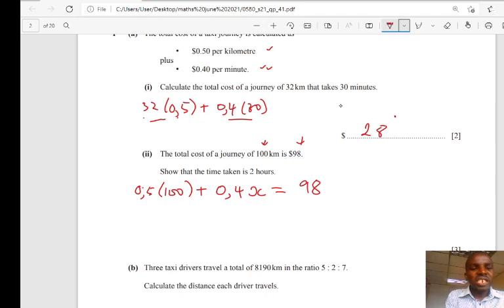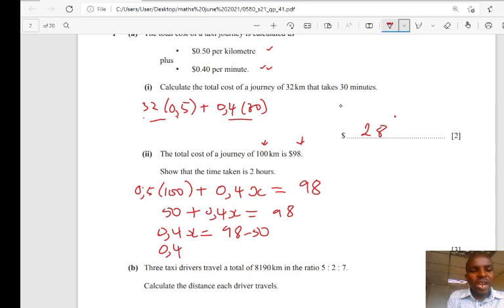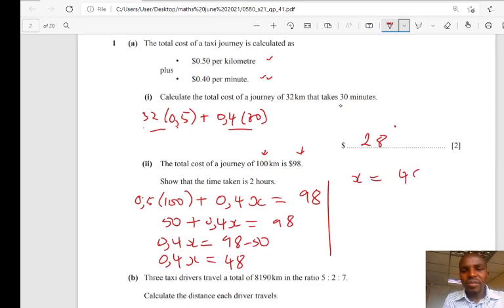0.5 times 100 is half of 100, it's actually 50, plus 0.4x, then equals 98. Collect like terms. 0.4x equals 98 minus 50. Then 0.4x equals 48 on this side. Then divide by 0.4 to get x. You get x equals 48 divided by 0.4. If you punch in your calculator, 48 divided by 0.4, you get 120.